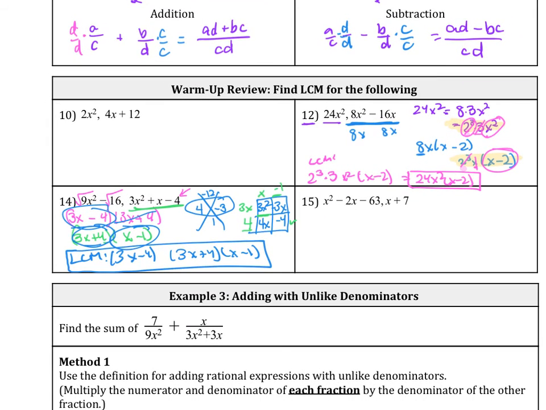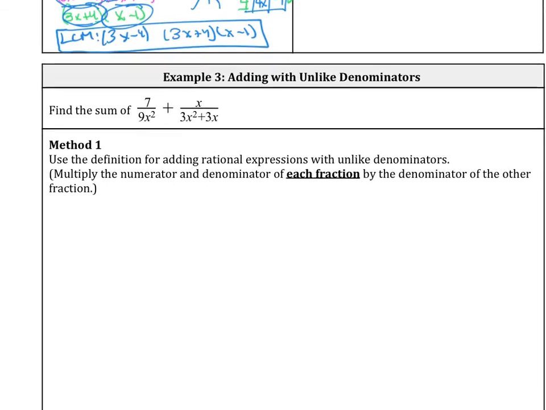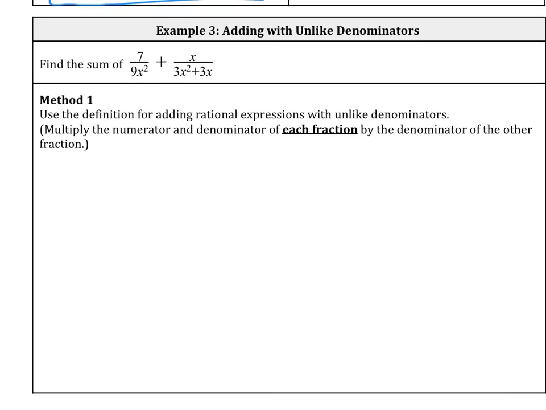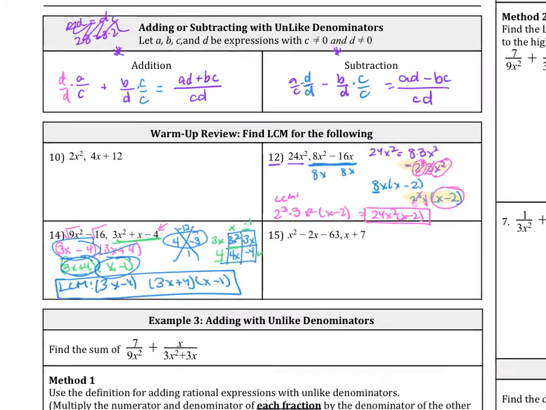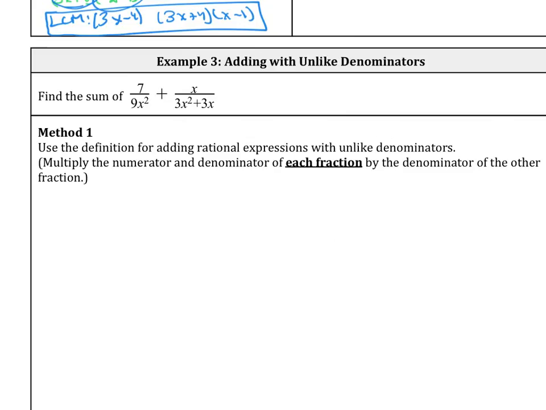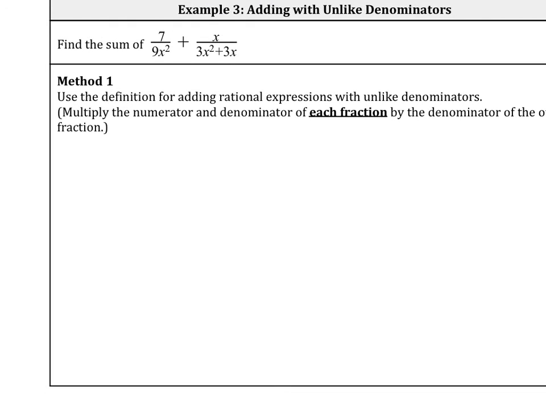So finish up number 10 and 15 as practice. And then now what I'm going to do is adding with unlike denominators. So we're going to use method 1. Method 1, we're going to use this definition. We're going to multiply each by the other denominator. So that's one way to do this problem. And so let's do that in this example.